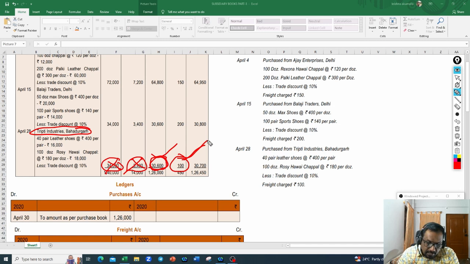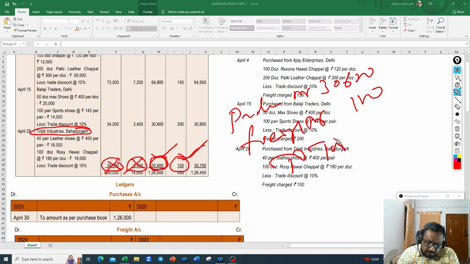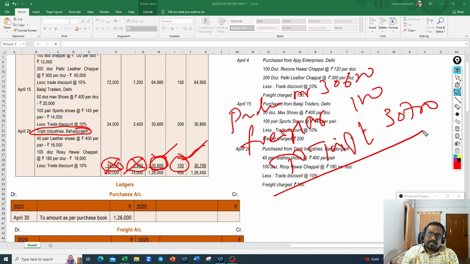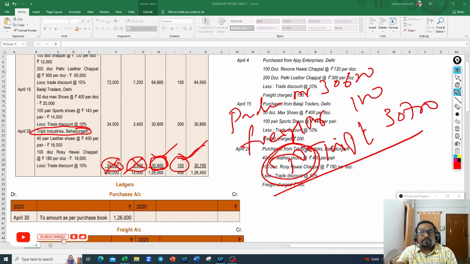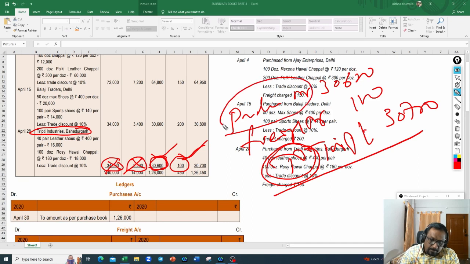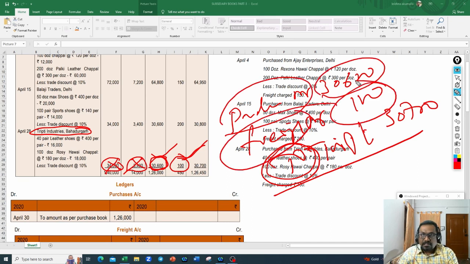So what entry do we generally write? Purchases account, debit, 30,600. Freight charges, debit, 100 rupees, to Tripti, 30,700. This is the entry we write. What have we done with Tripti here? We credited. So since we credited Tripti, what do we need to do? Credit side of the Tripti account, we need to record. So on the credit side, what do we write? We write by purchases, 30,600. By freight, 100 rupees. This is how we record.